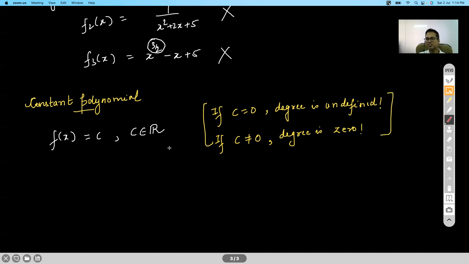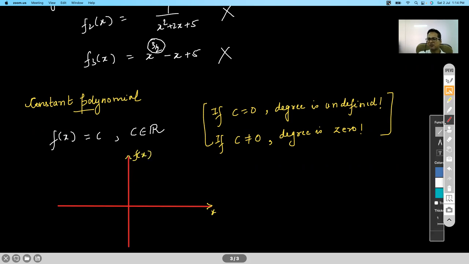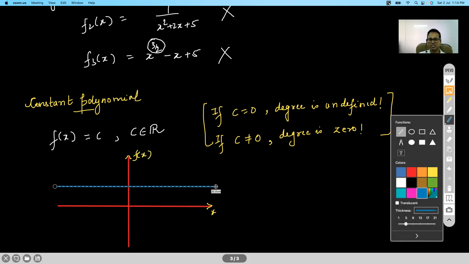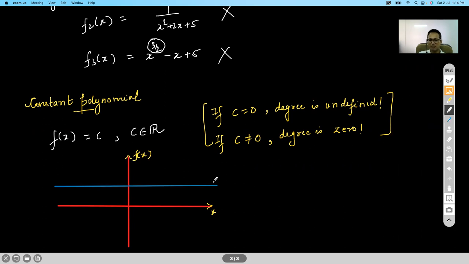So let's see the graph of this. Those who were in the bridge course would have already come across the graph of this, so I will not take much of your time. I'll be moving a little faster. If you see the graph of a constant polynomial, no matter whatever x you feed, the output will always be a constant like this. So this is how the graph of a constant polynomial will look. If you put 1, the output will be c. If you put 2, it will still be c. If you put 3, it will still be c. If you put minus 1, it will still be c. So this graph is going to be a flat, horizontal line.